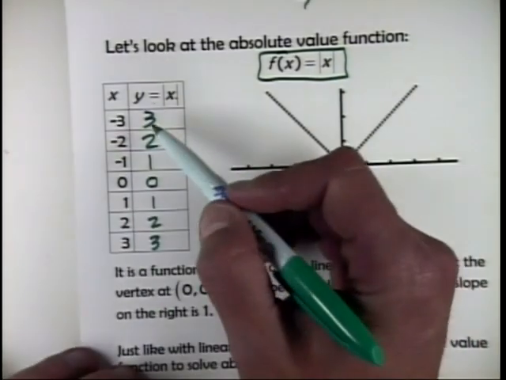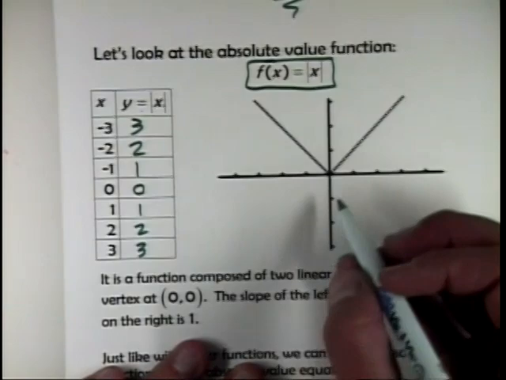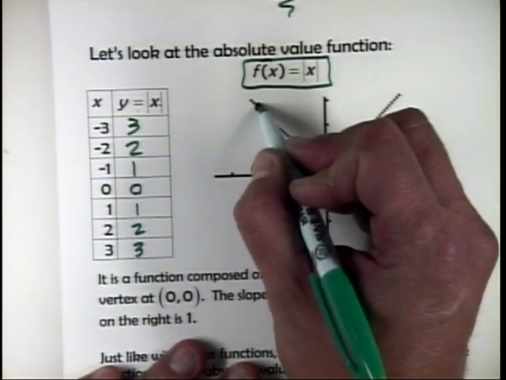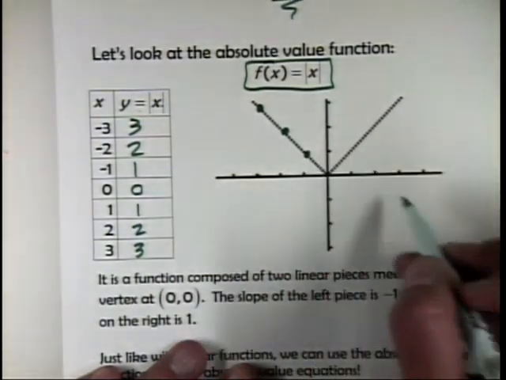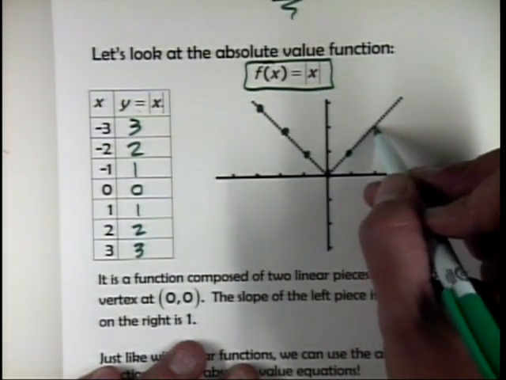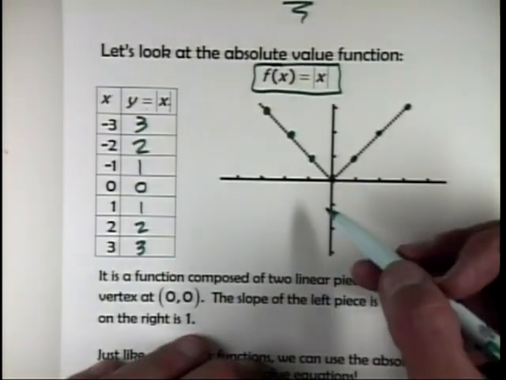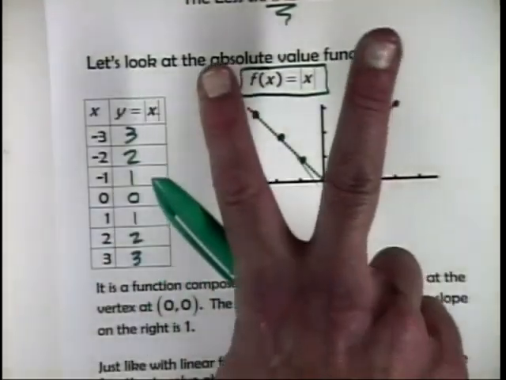Well, if I translate these distances now onto the y-axis, I get a graph that looks like this. And you could plot the points. -3, 3 would be right here. -2, 2 would be right here. -1, 1 would be there. 0, 0, 1, 1, 2, 2, 3, 3. And then you could connect the dots. So your absolute value graph is the one that looks like the V for victory graph.